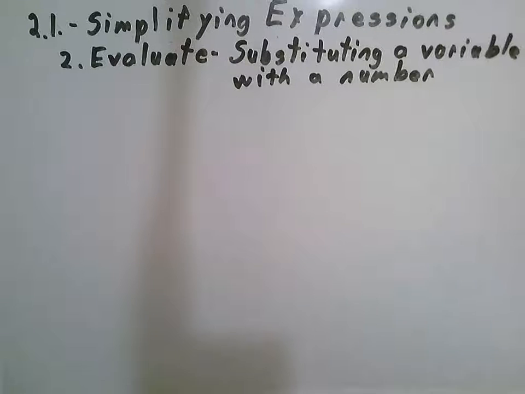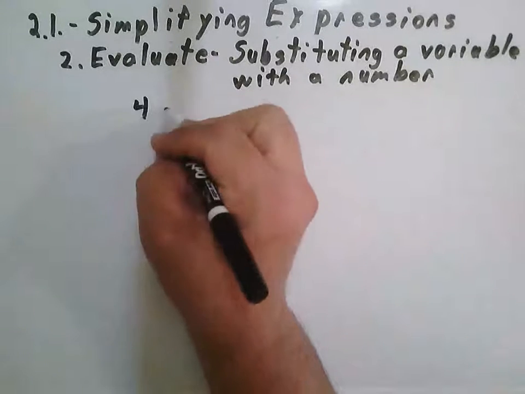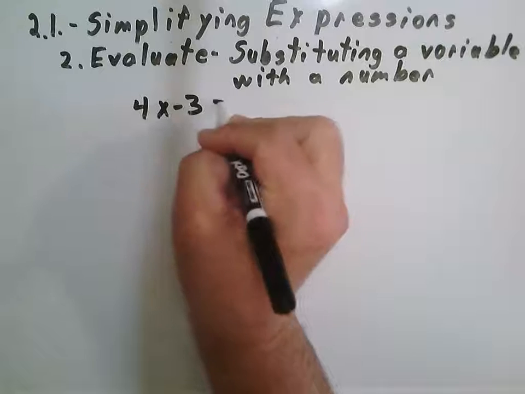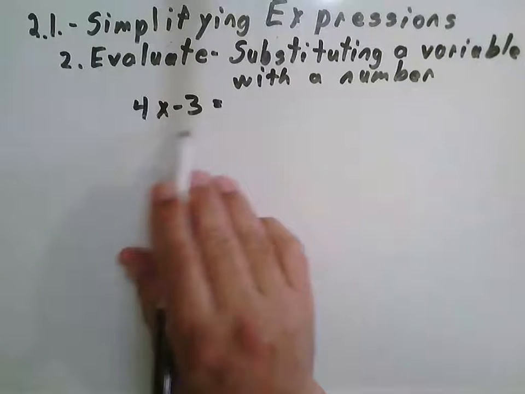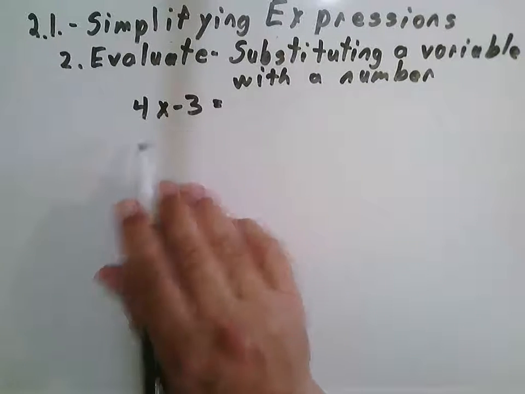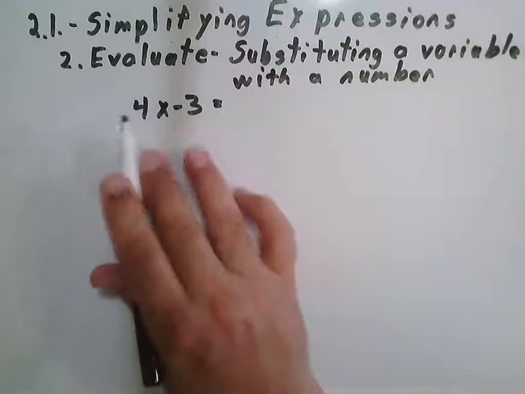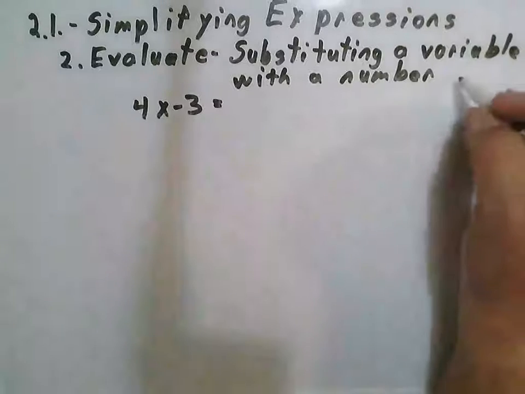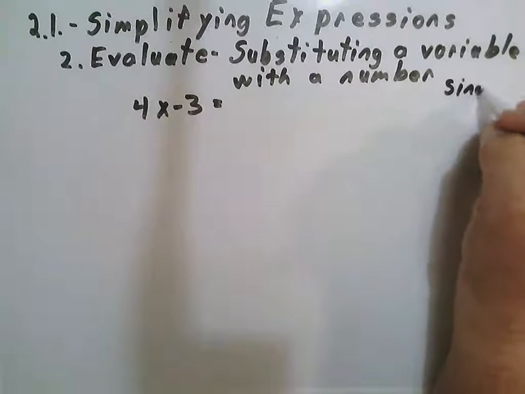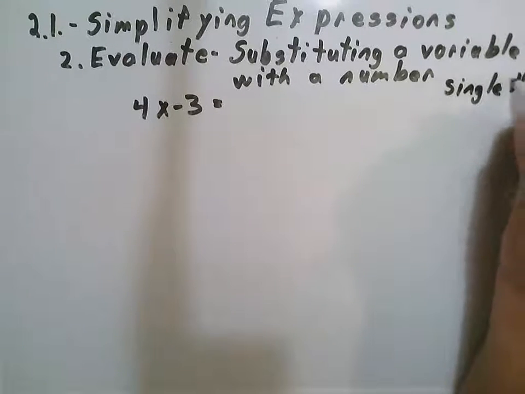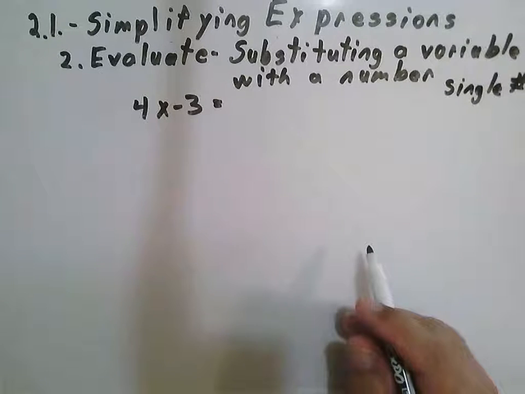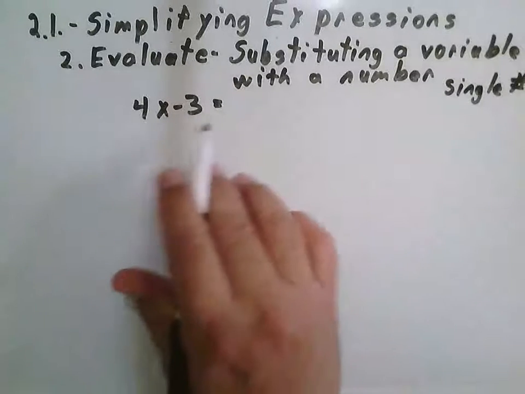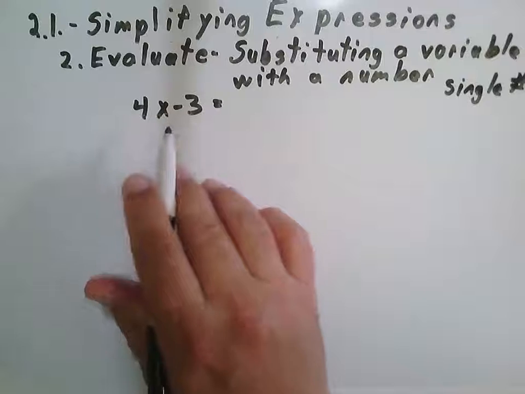So for the first one, I'm just going to start out with something simple like 4x minus 3. Now, if I was simplifying this, these two are unlike items and they're not similar, so that's as far as I can simplify them. But when I evaluate, you're going to have a single number as your answer. Not a single digit number, but just a single number, which means you're going to remove the variables. So this x is going to disappear.